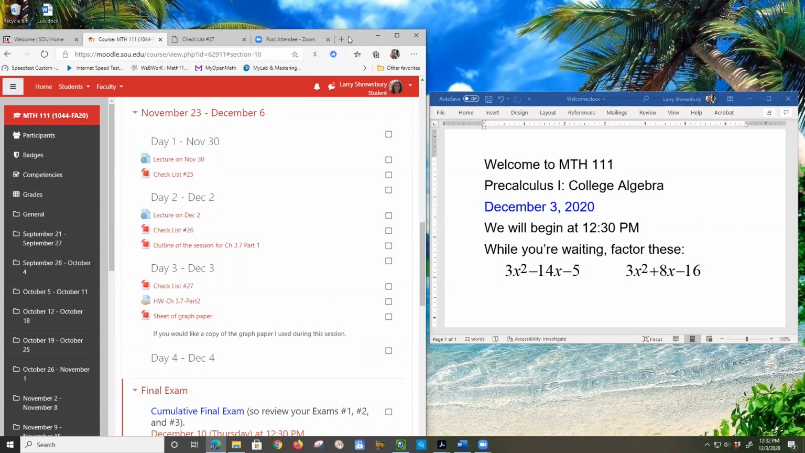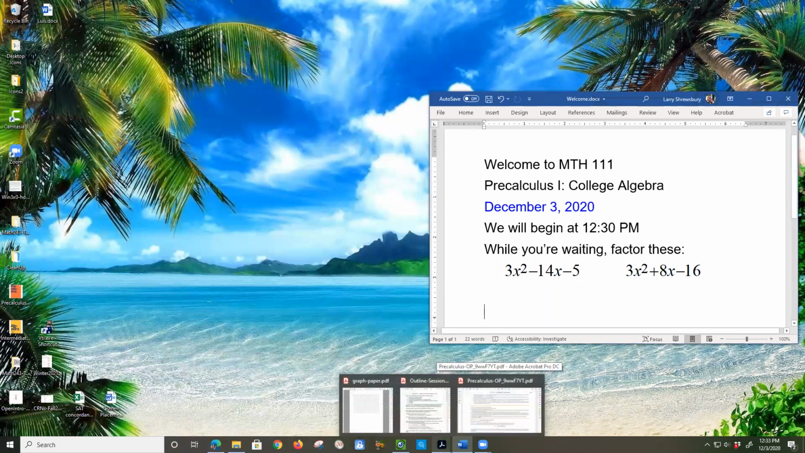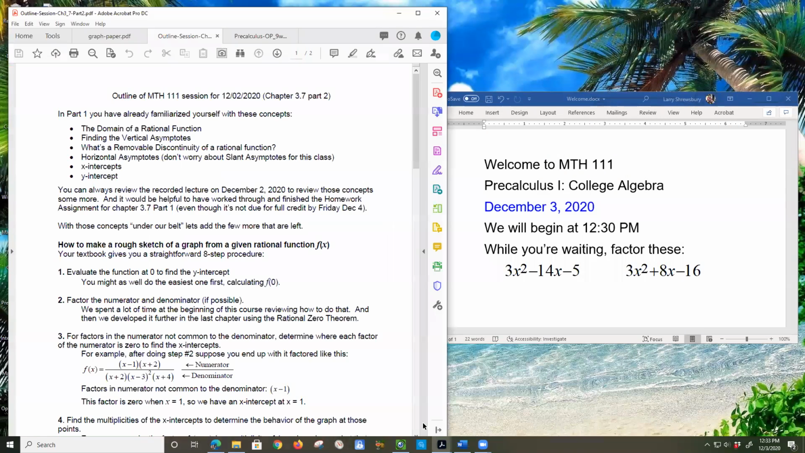Let's see here. So I am going to open up, yeah, here's my little outline here. My hope was that between last class and this class, you at least got started on the part 1 homework, so that you've already got under your belt some experience. So now you're already comfortable with the concepts of the domain and finding the vertical asymptotes, because we're going to build on that. After finding the vertical asymptotes, we're going to focus on knowing the local behavior.